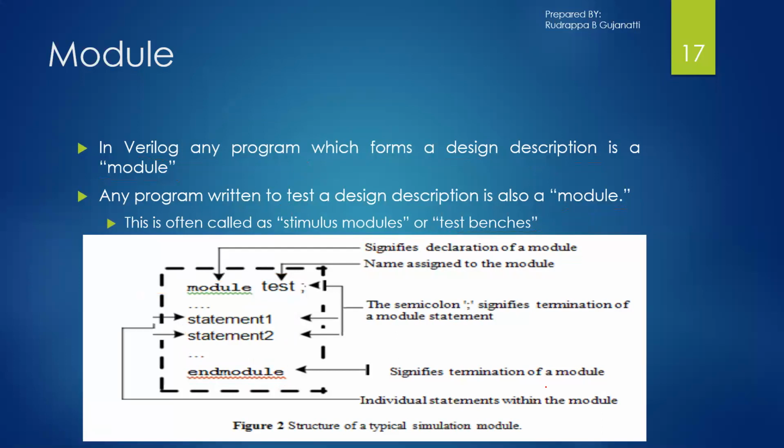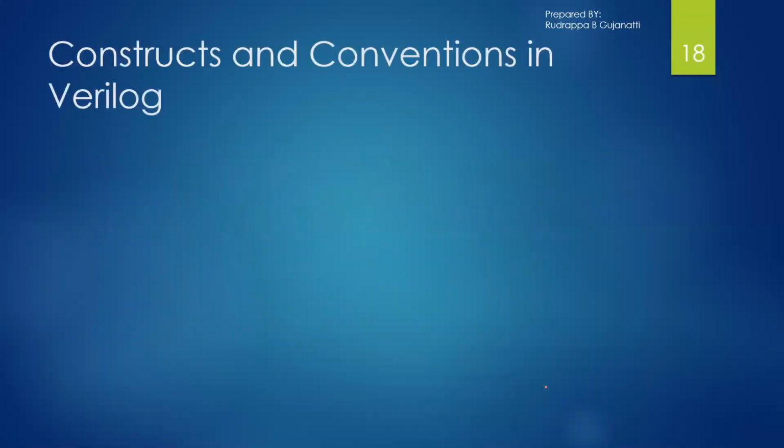So this is how a typical structure of a simulation module in Verilog looks like. Previously also we had seen some examples; you can just compare with those. Now, what are the constructs and conventions in Verilog? Constructs implies using what all things I can build Verilog logic, or implement a Verilog implementation, or obtain a design description using Verilog, and what are the conventions we follow.